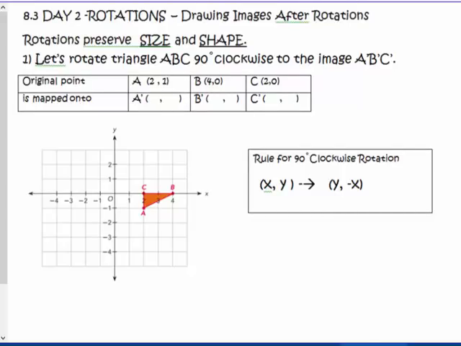This is rotations day 2. This is in your textbook on page 78. It is in the B book of the purple series. So day 2 of rotations.